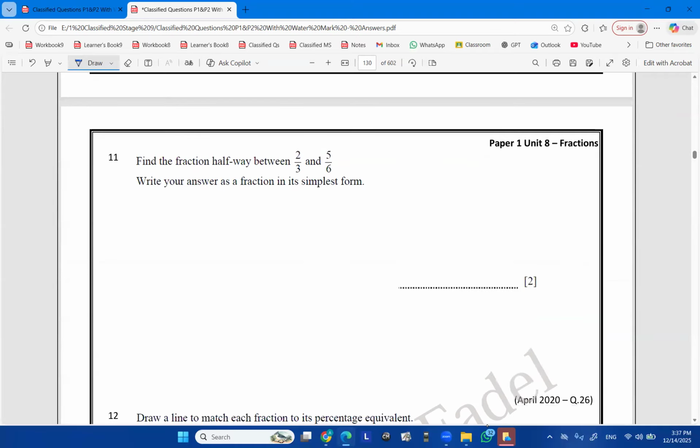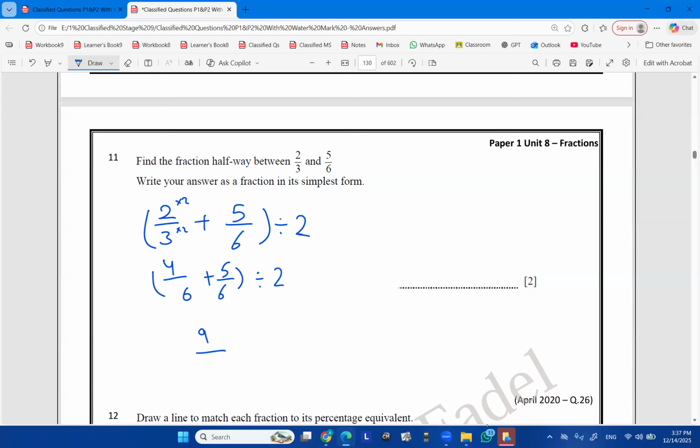Write your answer as a fraction in simplest form, and they ask you to find the fraction halfway. Aha, we learned this. 2 over 3 plus 5 over 6, and the answer, I'm going to divide by 2. Let's do it. 2 over 3, multiply here by 2, multiply here by 2. So it's going to become 4 over 6 plus 5 over 6. Then you divide by 2, so 9 over 6 multiplied by, keep change flip, half equals 9 over 12. Simplify, divided by 3, it gives you 3 quarters.